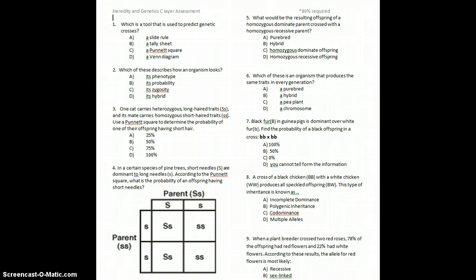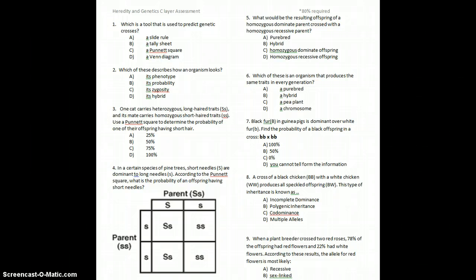Number 1. Which is a tool that is used to predict genetic crosses? A. Slide rule. B. A tally sheet. C. A Punnett square. D. A Venn diagram.